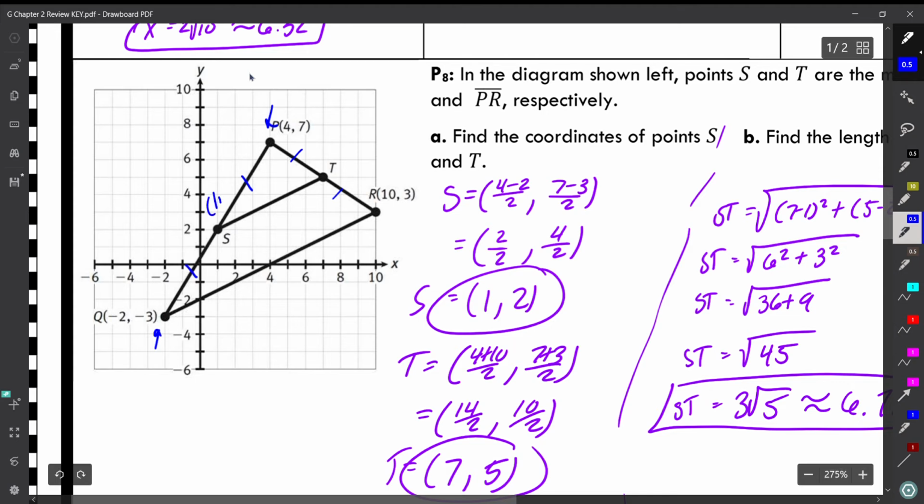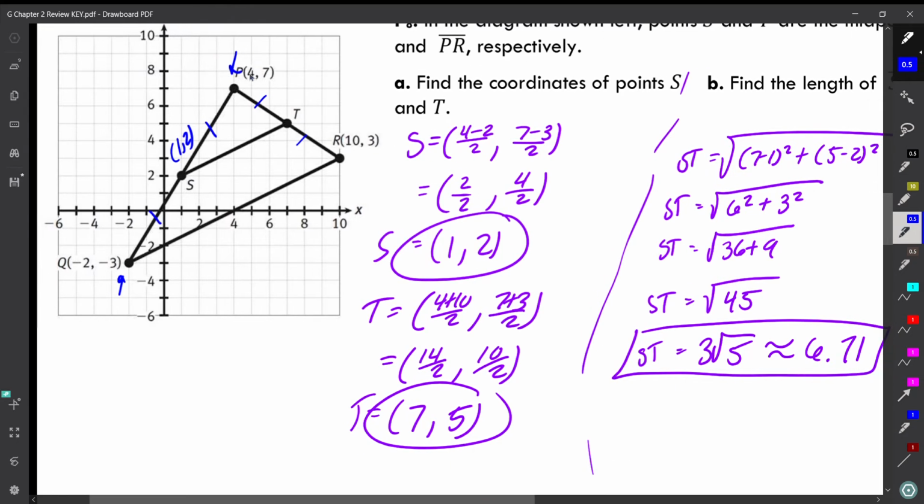Right, which you can see from the graph. You could have just looked at the graph. However, we practice on the midpoint. When I do my midpoint formula, I should get for T, I should get 7, 5, because this is 6 and 7, and then up 5 right here. So 7, 5. Let's see if we get that. Of course we do.